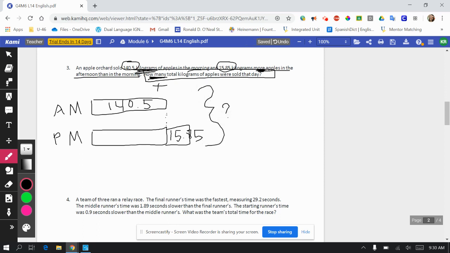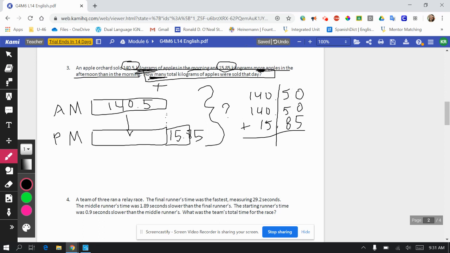So now they want to know the whole thing. So really here, I'm adding 3 pieces instead of 2. I'm going to go ahead and say 140.5 plus 140.5. That's this part, right? Plus 15.85. What do you need to be sure is lined up here in your problem? Your decimals. If they're not lined up, your answer will be wrong. Hate to tell you, but it's true.